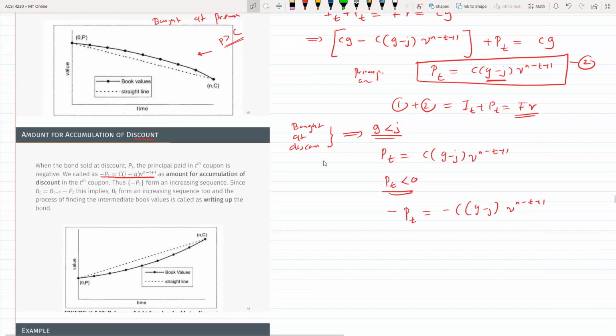That makes this graph, so you can see it looks like this. This amount we call the accumulation of discount in the t-th coupon. This sequence forms an increasing sequence, since BT minus 1 minus BT implies BT forms an increasing sequence too. So this one is called writing up the bond. In this case, the price is less than C, the redemption amount; you start lower and go all the way up.